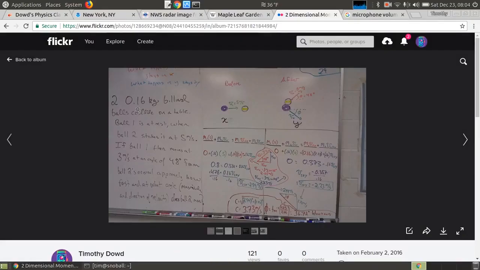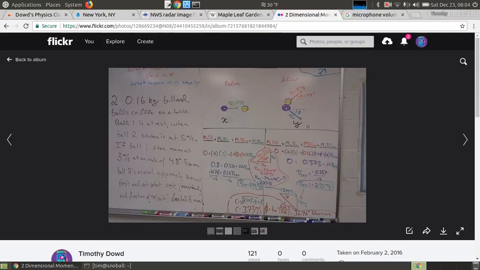So in this problem, we have two billiard balls colliding on the table, the 4-ball and the 9-ball. They start with the 9-ball at rest. The 4-ball has horizontal velocity. There's a collision which sends the 9-ball up and to the right and the 4-ball down and to the left.